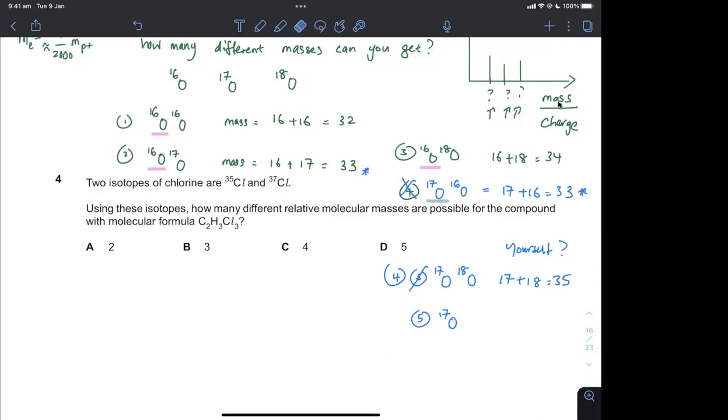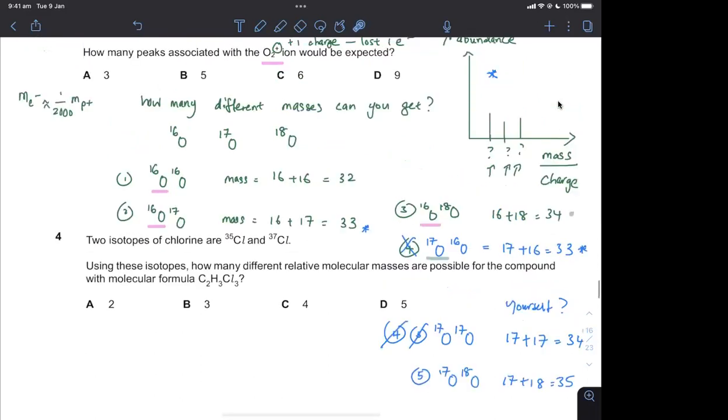Well, actually, I should really do 17 oxygen and 17 oxygen first. So 17 oxygen and 17 oxygen should be 17 plus 17, which gives me 34. Again, 34 and 34 are the same value, so they will appear at the same place. So even though 16, 18, and 17, 17 are 2 different combinations, I don't actually see them as different because they have the same mass. They will appear at the same signal.